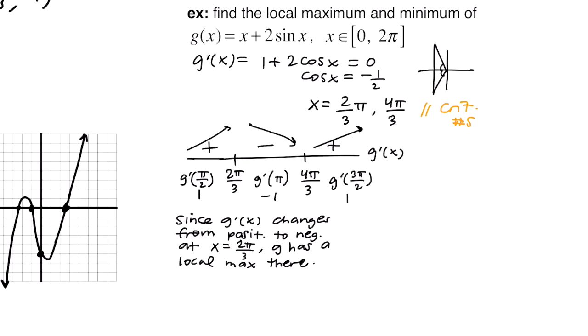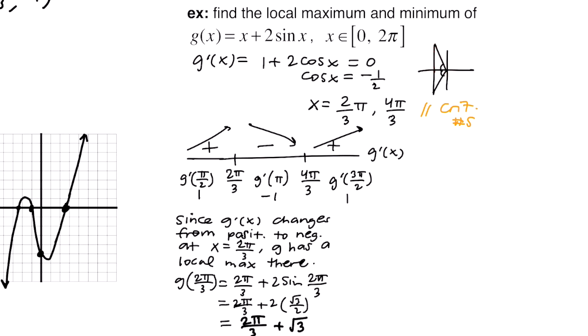So I wrote that out. Since g prime changes from positive to negative at 2/3 pi, g has a local max there. And it says to find the local maximum. So that means we're going to plug this back into the original function to find the maximum value, which is a y value. And right here, sine of 2/3 pi, if we look at this diagram, sine of this angle is going to be this side, which is root 3 over 2. So our local maximum value is going to be 2 pi over 3 plus root 3.